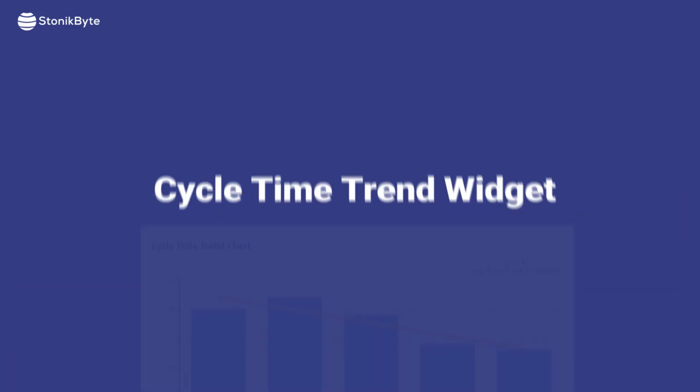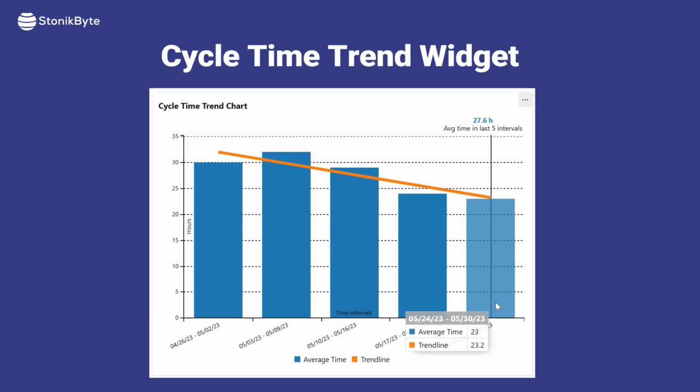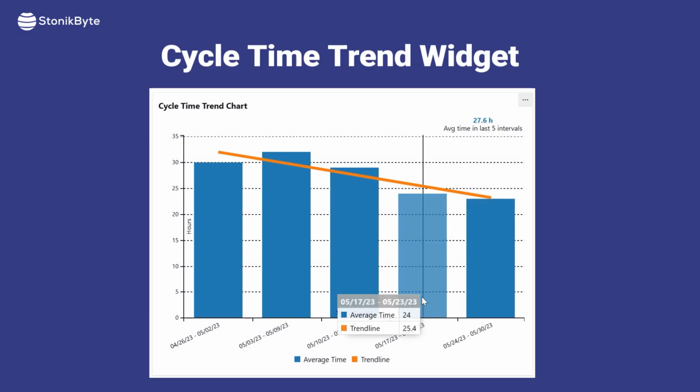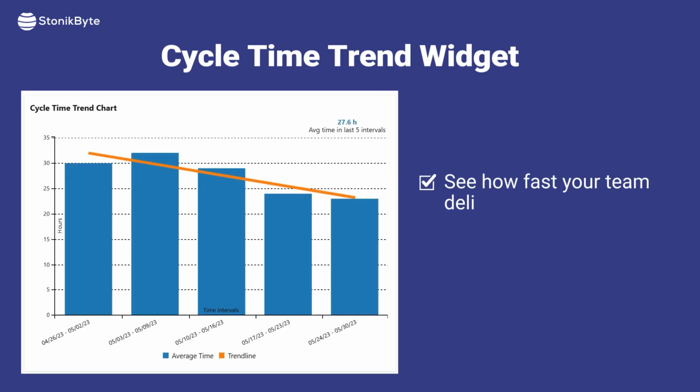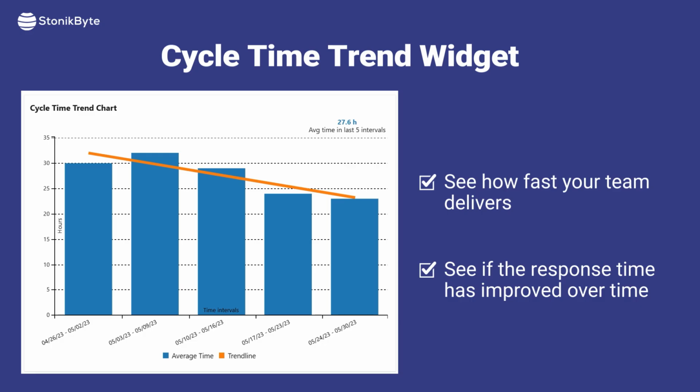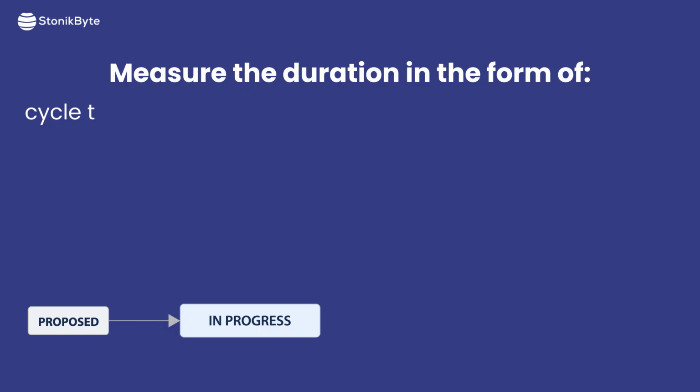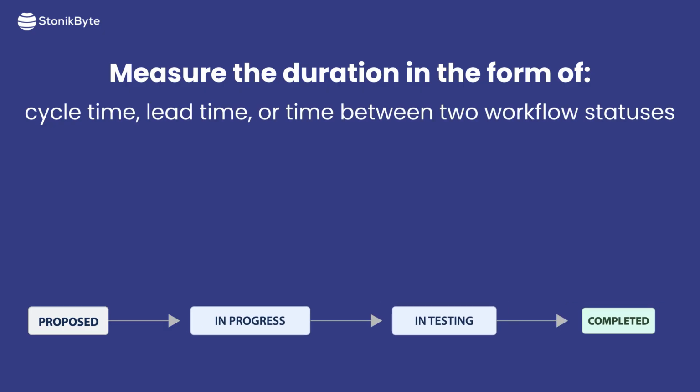The Cycle Time Trend Widget helps you visualize your team's average cycle time for past time intervals, along with its trend. You can use this widget to see how fast your team delivers, and whether or not the response time has improved over time. You can configure it to measure the duration in the form of cycle time, lead time, or time between two workflow statuses.